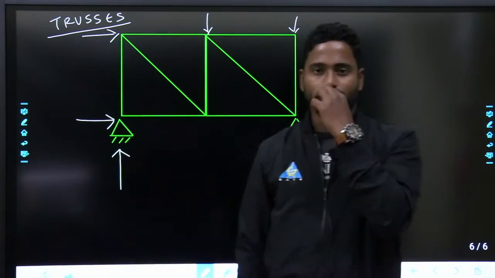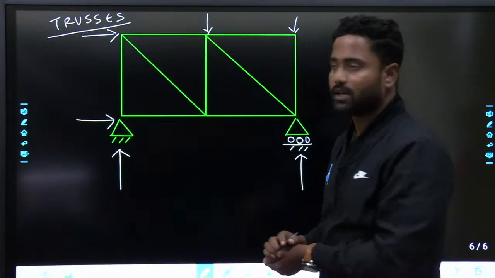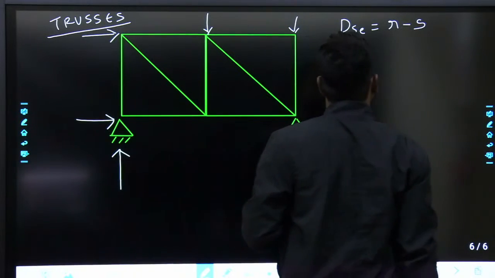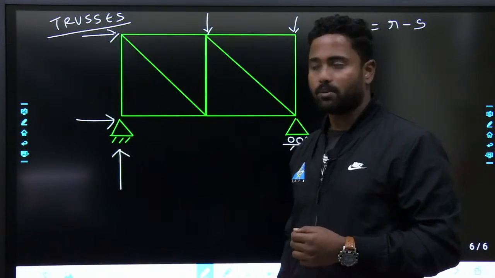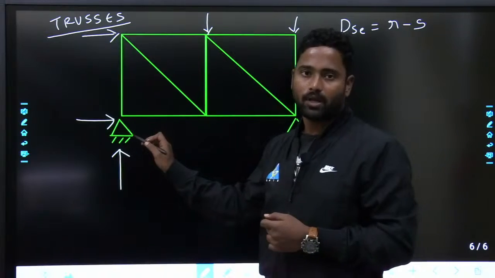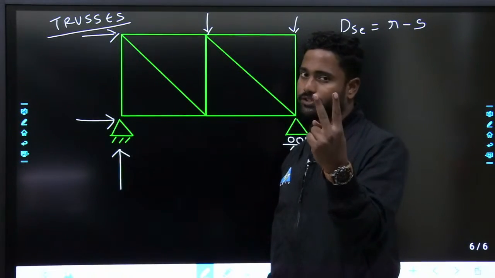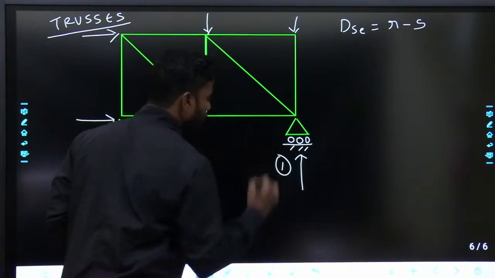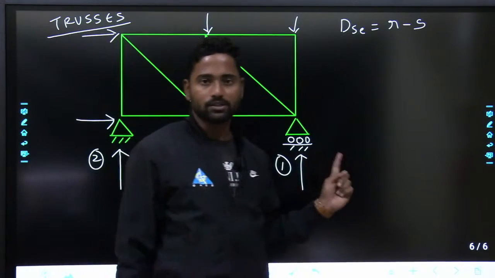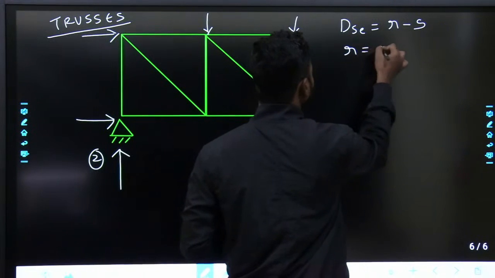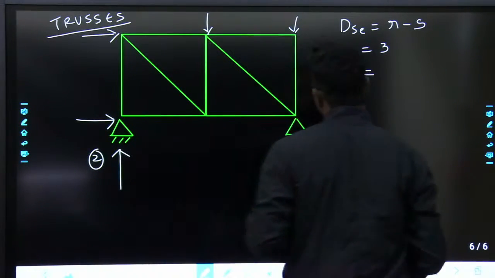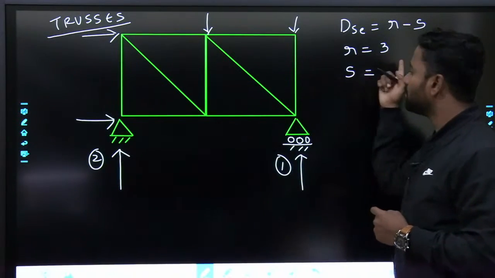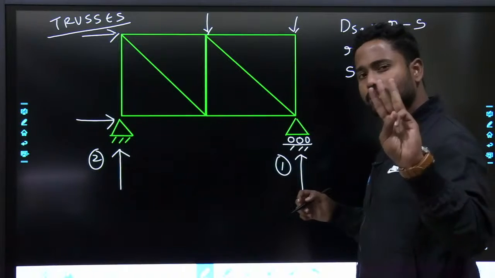Fine? Now, if you want to calculate external indeterminacy, here also it is the same: the number of unknown reactions over and above the equilibrium equations. Hinge support, how many reactions? 2 reactions at the hinge support, and 1 reaction at the roller support. Number of reactions is equal to 3. Number of equilibrium equations is also 3.